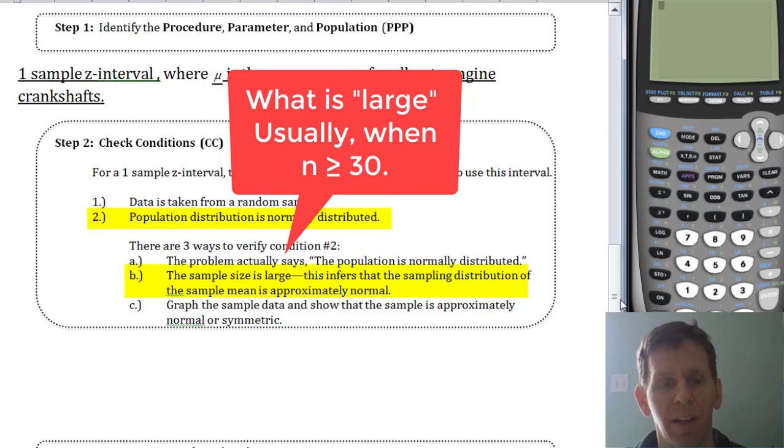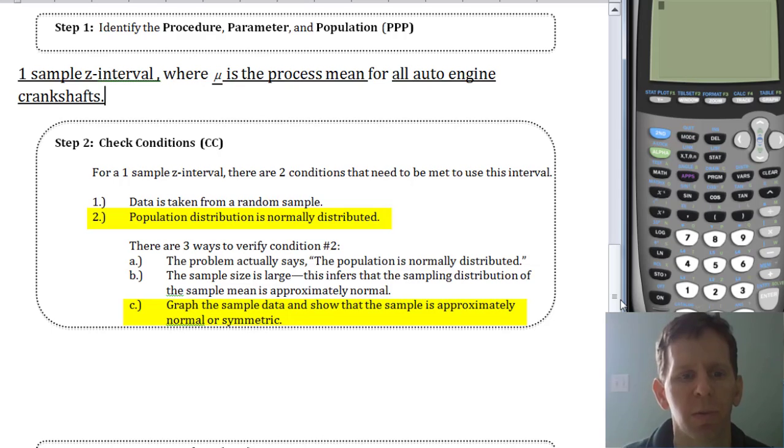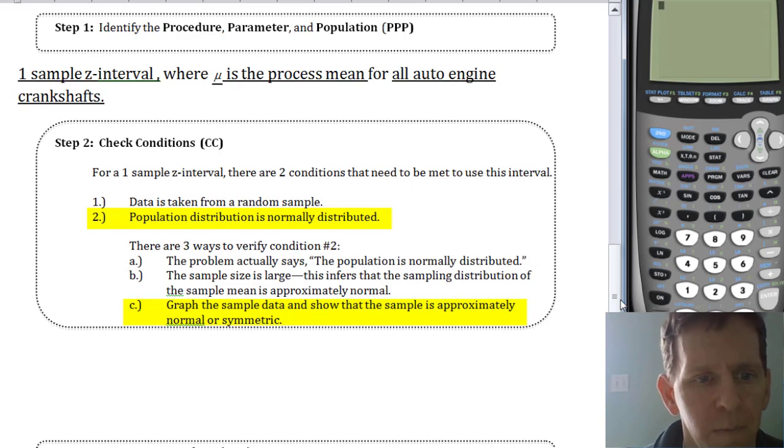Those graphs that we have on the board, as the sample size increases, our sampling distribution is approximately normal. That's a way to get normality. If these 2 things don't work, then try step C, which is graph the sample data and show that the sample is approximately normal or symmetric.